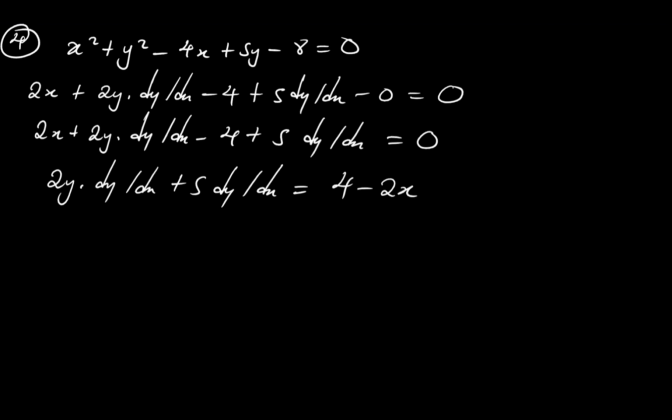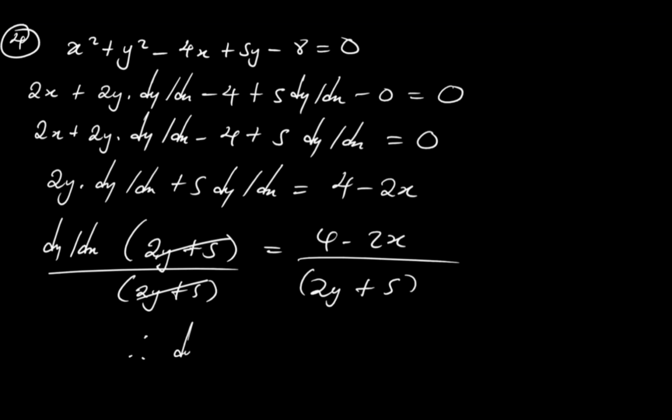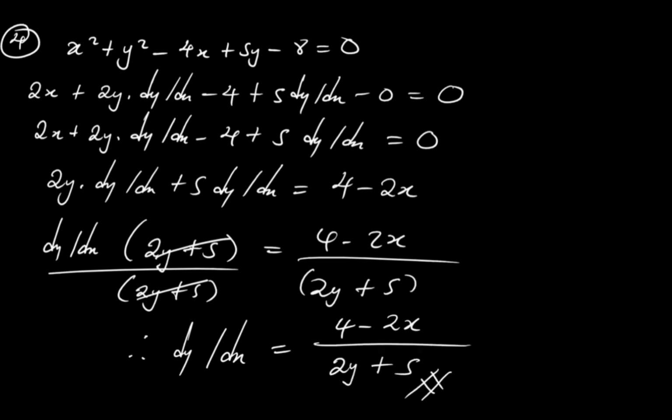So if you factorize dy over dx out of the expression that you're having, you have 2y plus 5. This is equal to 4 minus 2x. You can divide both sides by what you factored out, which is 2y plus 5. On the other side, you can do a 2y plus 5, so this cancels with that. Therefore, the final answer, which is dy over dx, is equal to 4 minus 2x all over 2y plus 5. Alright, let's have a go with it.